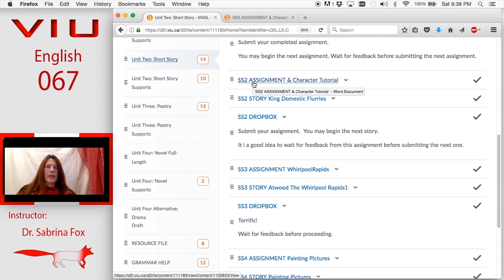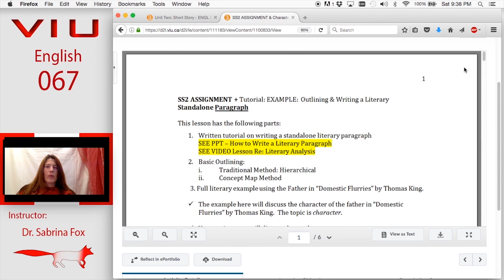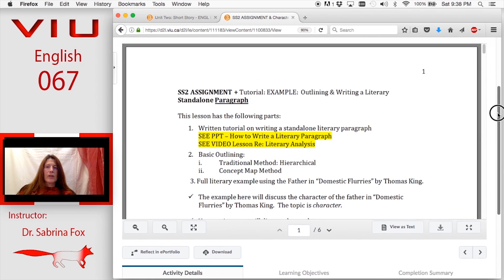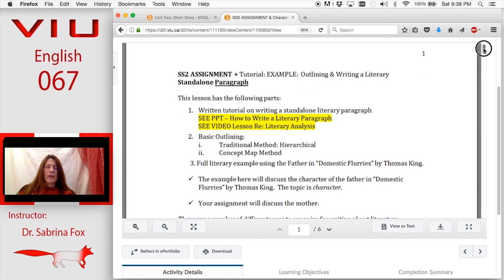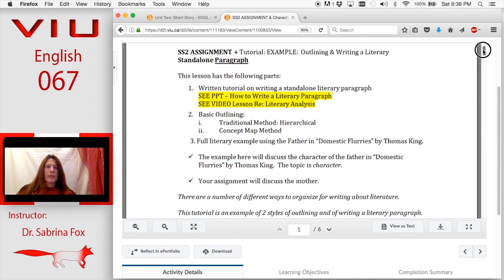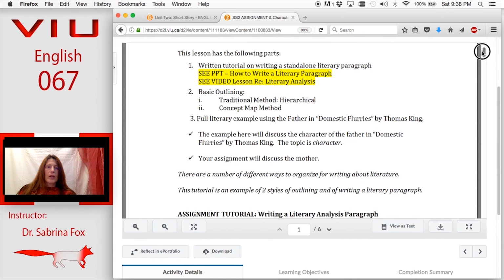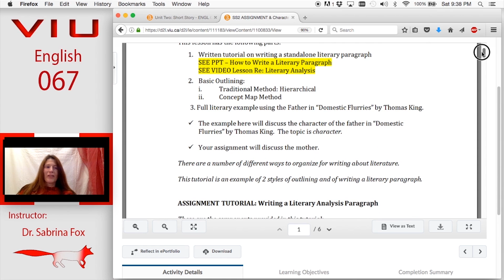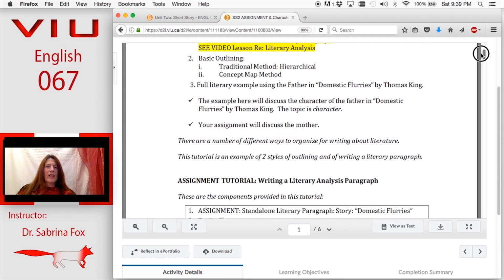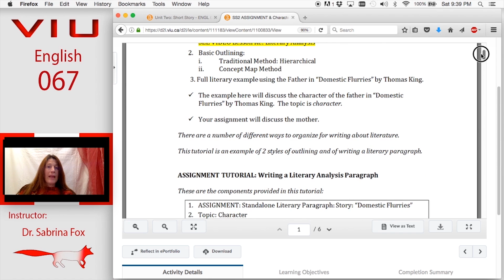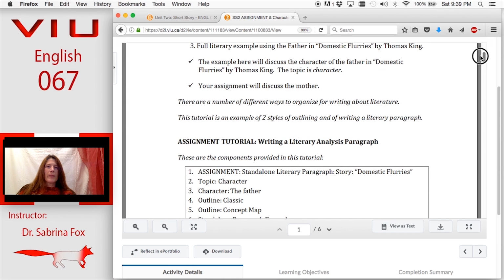So I'm going to look at this, and I've already opened it. I've got it open here, and it basically tells you what there is in store for you with this assignment, how to approach it. So there are two parts. You're going to look at how to write a literary paragraph, and you're also going to get a video lesson. This is a video lesson, this is a screencast. Then you're going to look at outlining, two main different forms that are used, traditional, hierarchical, and the concept map. Then we're going to look at a full literary example using The Father in Domestic Flurries by Thomas King, which is your short story 2.